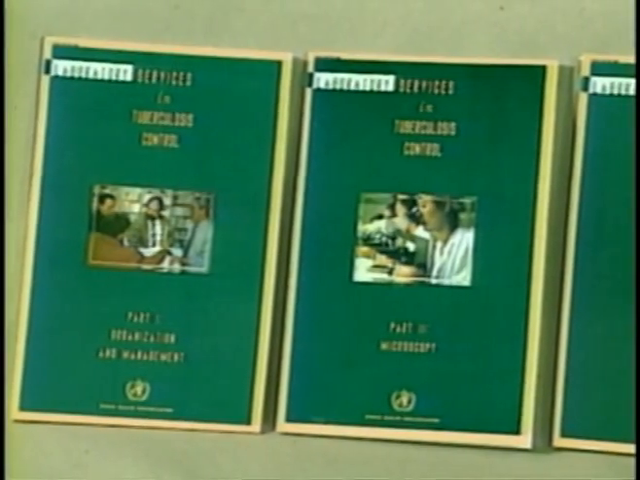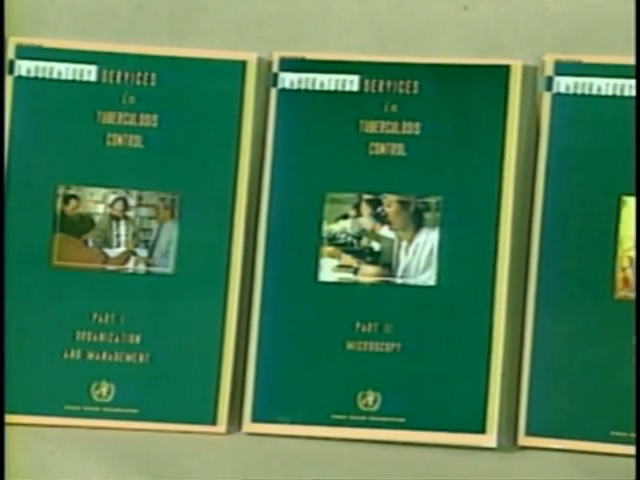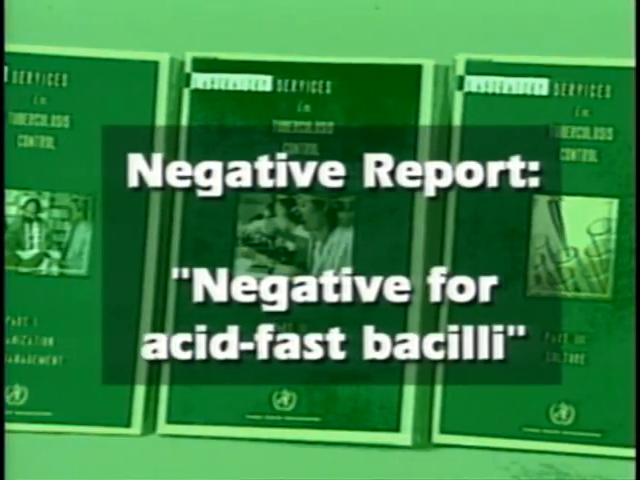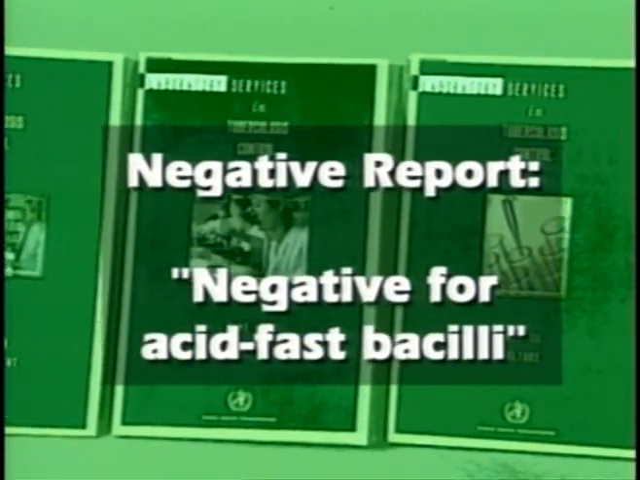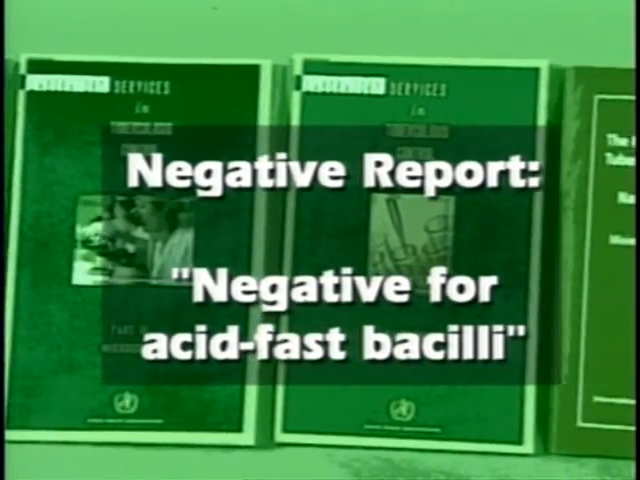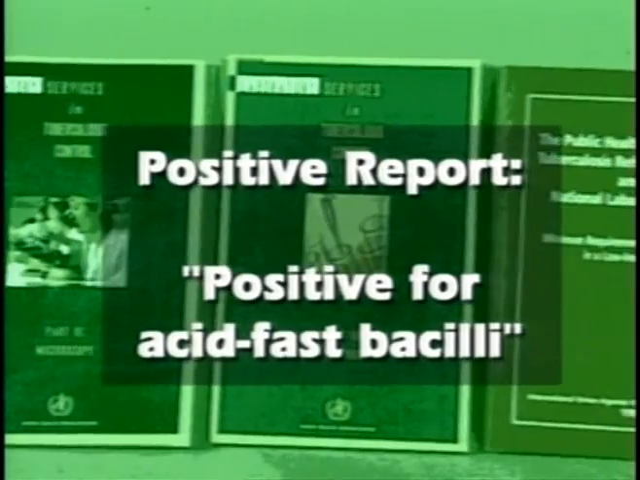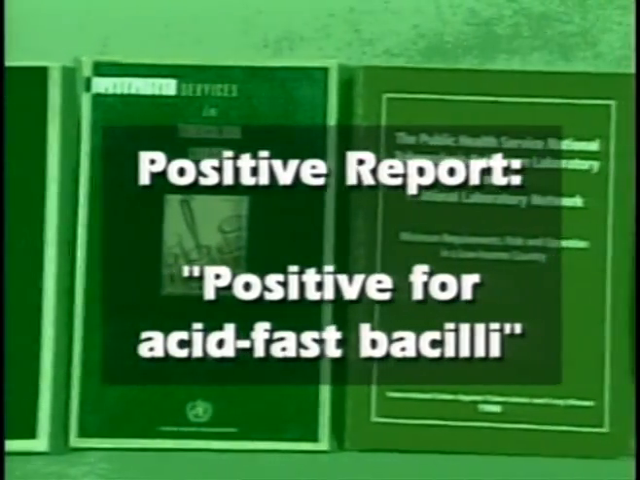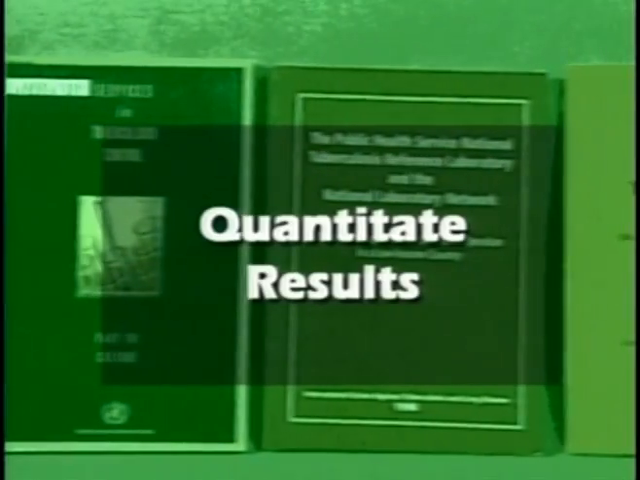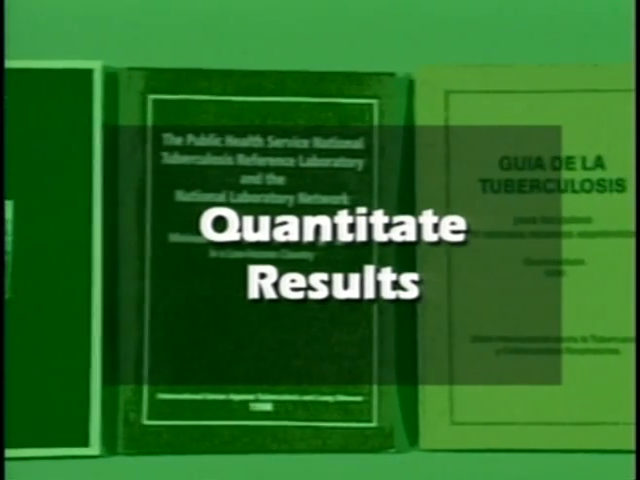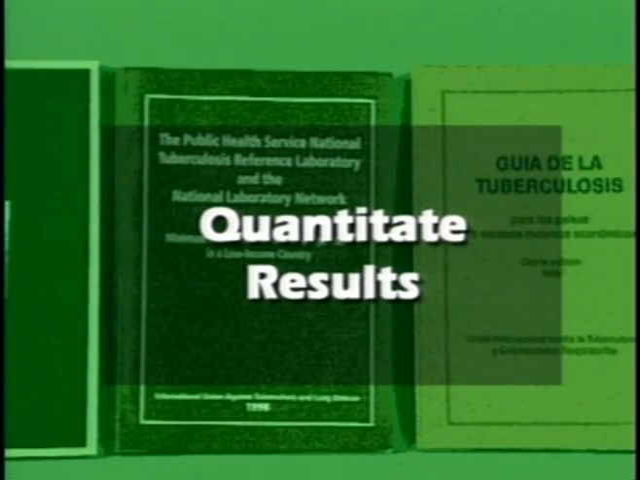The WHO and IUA-TLD recommended method for reporting results is as follows. Negative, report negative for acid-fast bacilli, where no organisms have been observed in 100 fields. Positive, report positive for acid-fast bacilli. Provide AFB quantitation. The number of AFB found is an indication of the degree of infectivity as well as severity of disease. Results must be quantitated.